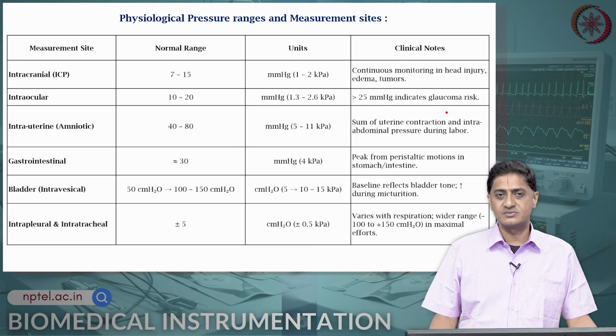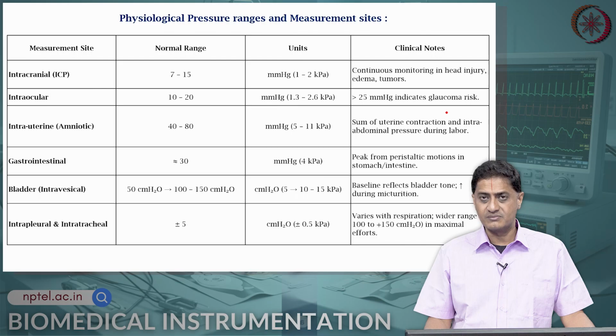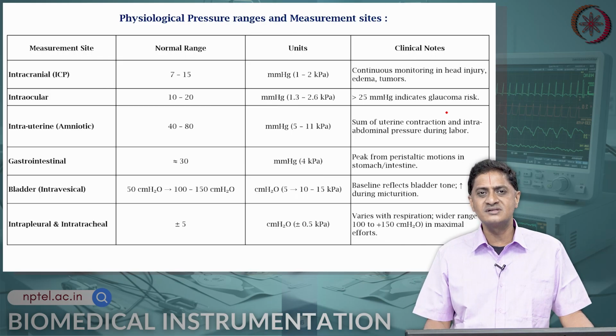Intraocular pressure, the pressure inside the eyes, for example, is 10 to 20 millimeter mercury. When this increases above 25 millimeter mercury, it essentially points to a risk of glaucoma.